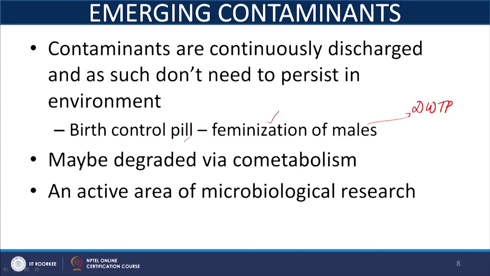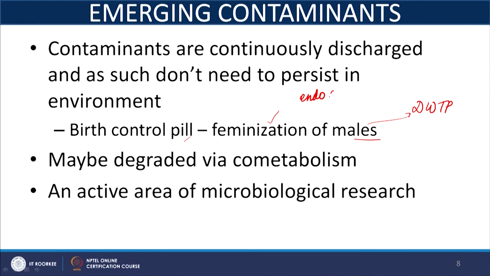Now in a wastewater treatment plant, how do we get rid of these emerging contaminants? We don't want these endocrine disruptors, which might include pesticides or pharmaceuticals. We don't want them to last in the wastewater treatment plant. So it is very important that we get rid of them in the wastewater treatment plant.